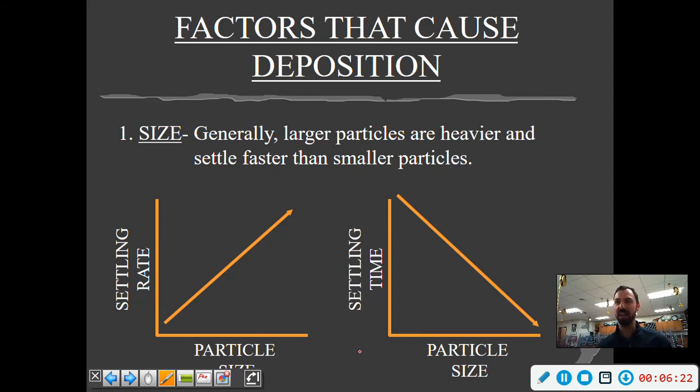So size, the larger particles are heavier, have more mass, and will settle faster than the smaller particles. Okay, so as particle size increases, settling rate increases, or as particle size increases, settling time will decrease. You see the difference? Something that goes fast will take less time.